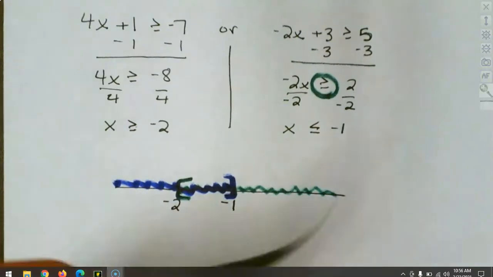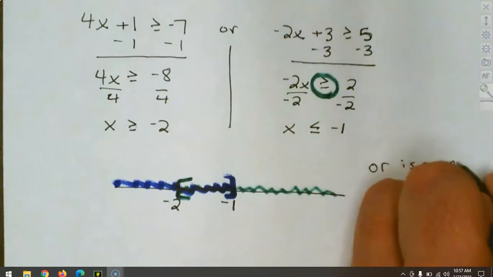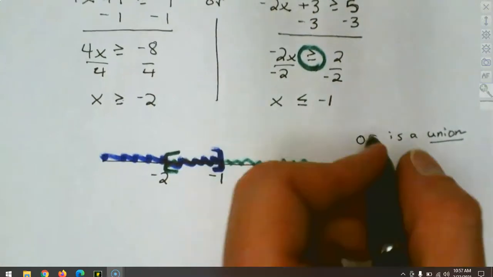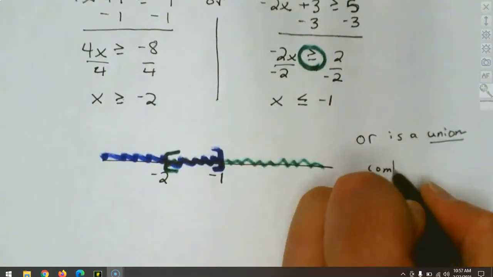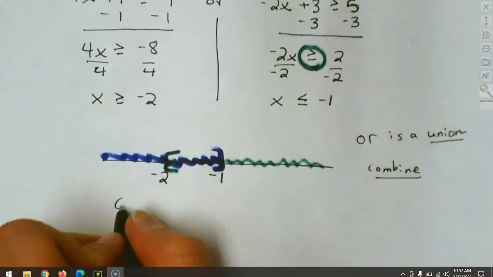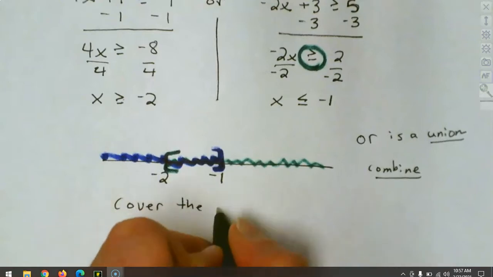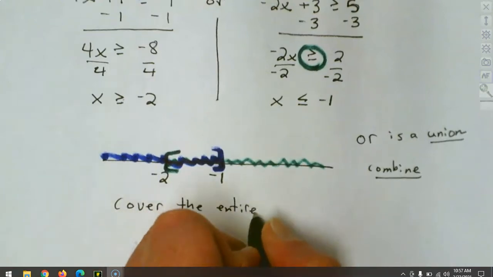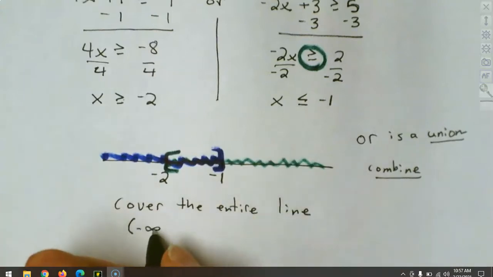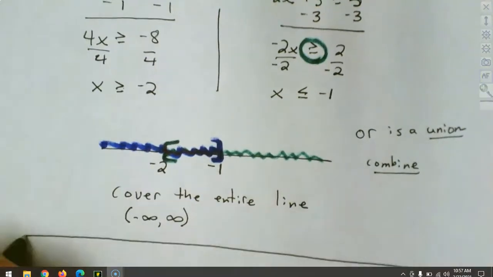Now, or. Or is a union. And so what does it mean if it's a union? Union, that means we combine. So if I combine all these together, then what does it cover? It covers the entire line again. So your solution would be negative to positive infinity.